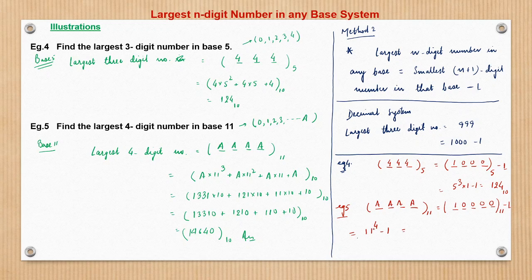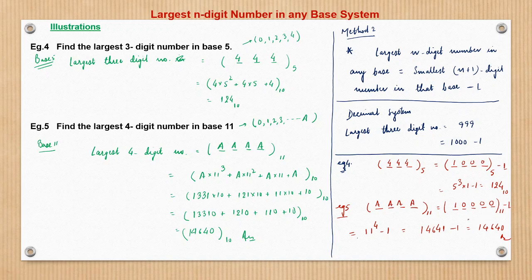11 raised to power 4 we know is 121 square, and 121 square is 14641. So 14641 becomes 14640, right? So this is considerably less calculation intensive, and the proper way of thinking at the problem. We can avoid the calculation whatever is involved in this. This is method one.